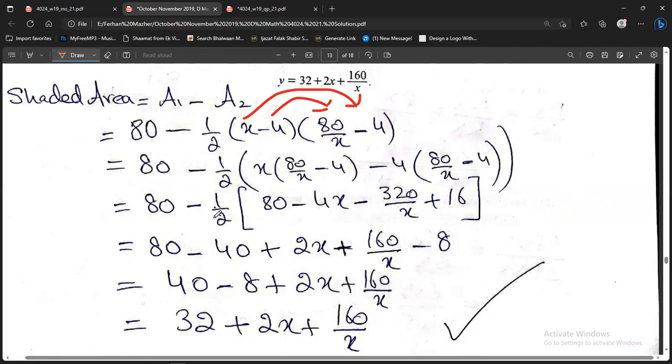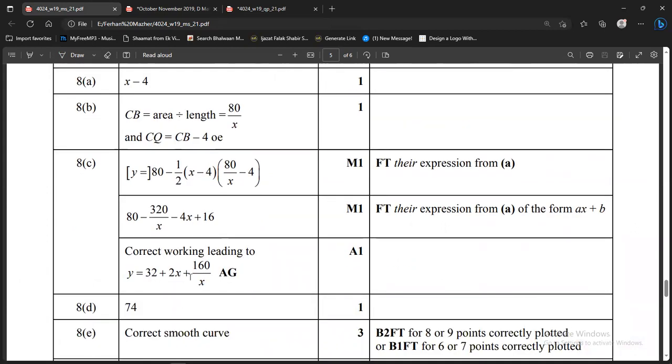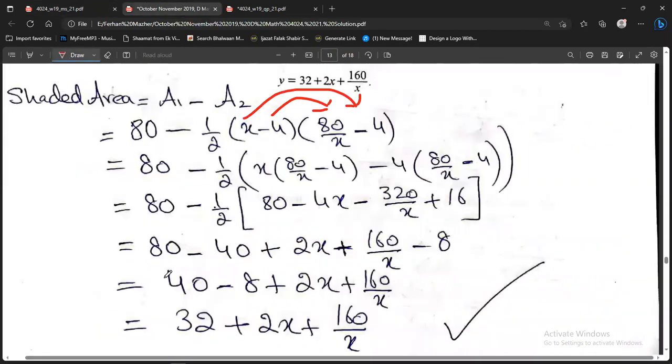So it will be 80 minus, this 1 by 2 will go inside. So it is 40 plus 2x minus, sorry, plus 160 divided by x minus 8. So it is 40 minus 8 and plus 2x plus 160 by x. So it will be 32 plus 2x plus 160 by x. So it will be something like this, 32 plus 2x plus 160 by x. Yeah, our answers are right.